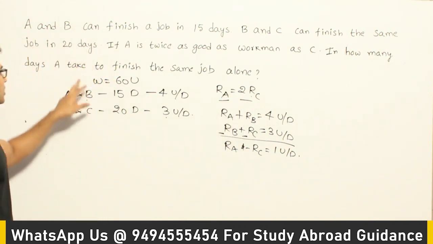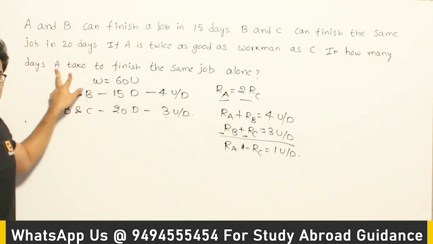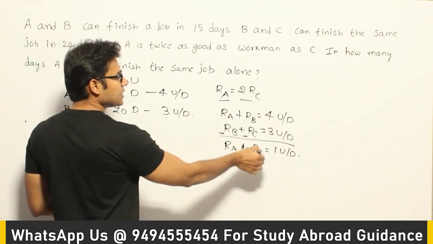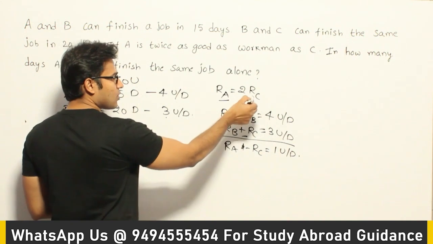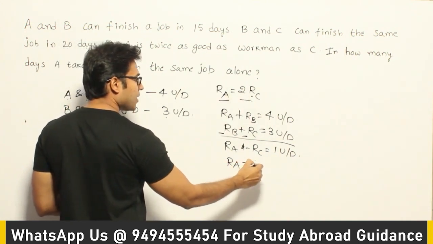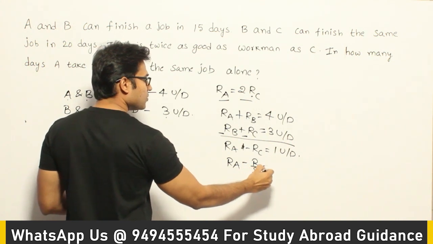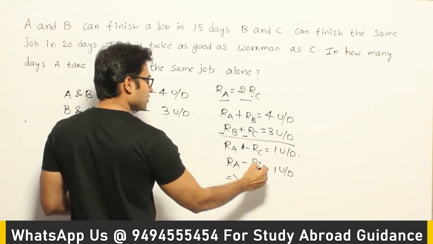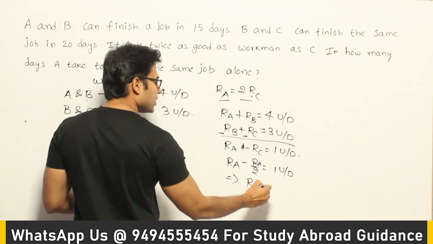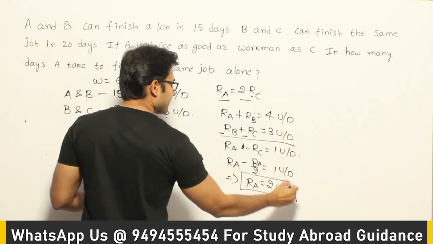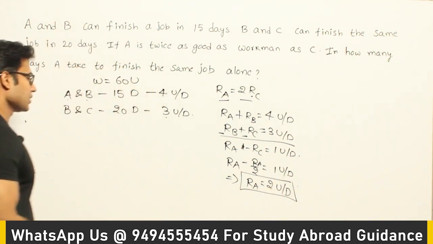Since we are worried about the number of days A will take to finish it, I want to find out the rate of A. That is why in place of C, I am substituting in terms of the rate of A. So RC equals RA by 2. So what do you get here? RA minus RA by 2 equals 1 unit per day. So what do you get here? Rate of A equals 2 units per day. This is the rate at which A is working.